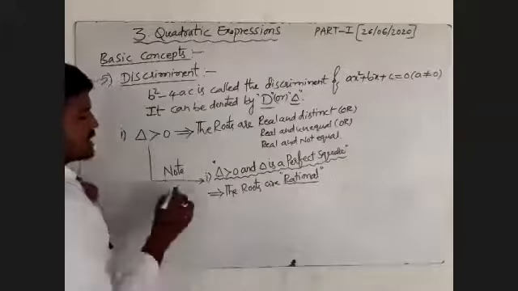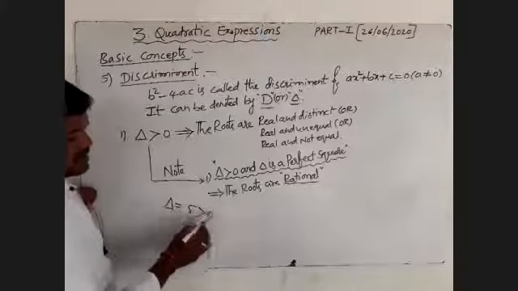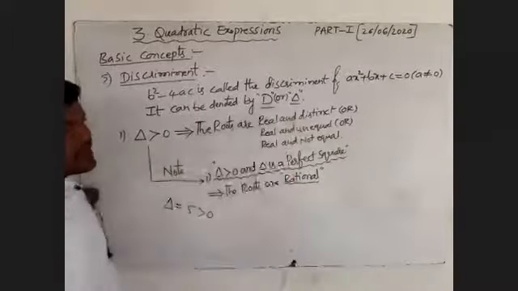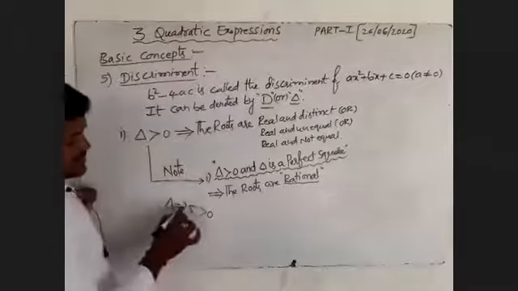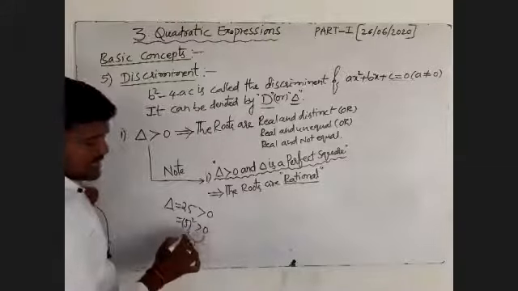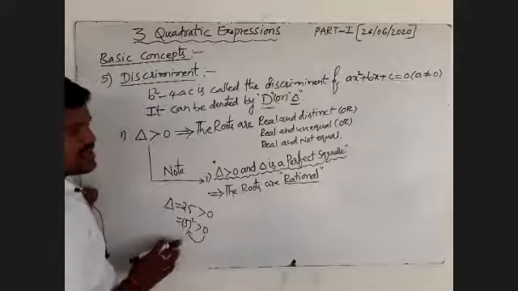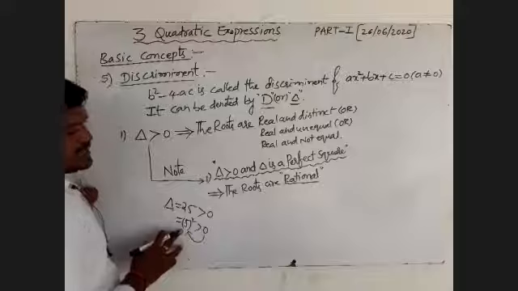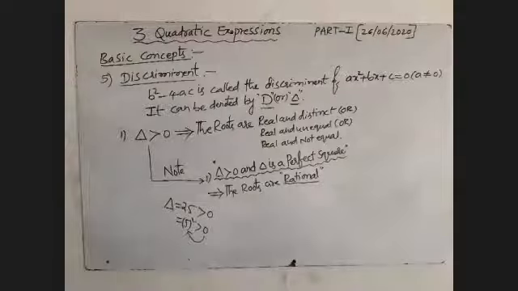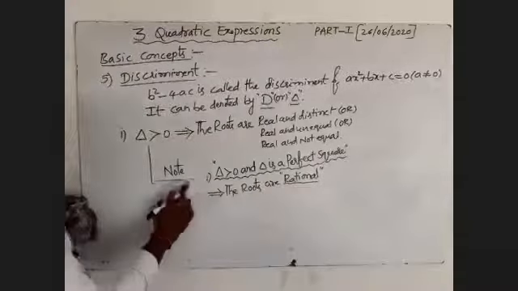Actually, sometimes delta is equal to 5. 5 is greater than 0. This time, the roots are real and distinct, or real and unequal, or real and not equal. Sometimes delta is equal to 25, which is 5 square. This value is greater than 0 and satisfies another condition, that is a perfect square, which means the roots are rational roots. We will note this. This is most important.